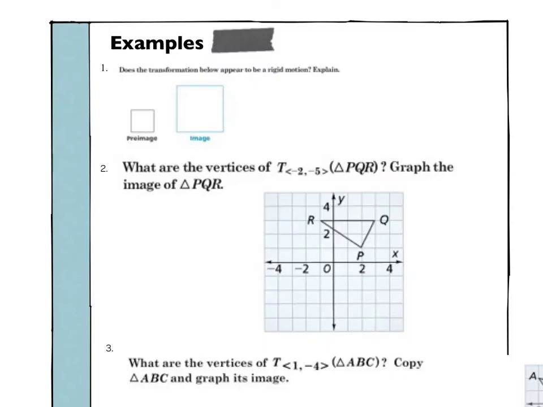Our first example says, does the transformation below appear to be a rigid motion? Here we have a pre-image and an image. It looks like the angles are the same. They look like right angles, but we couldn't say that for sure. But it is clear that the side lengths are not the same, so distance has not been preserved. So we're going to put no, because these are not the same. No rigid motion.